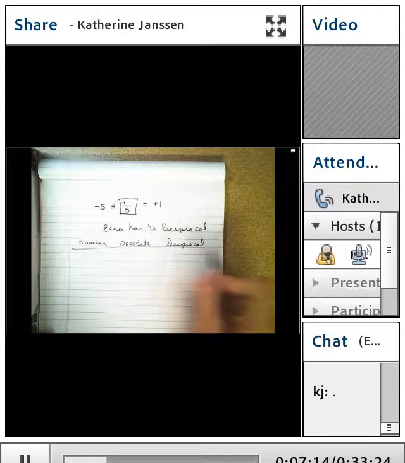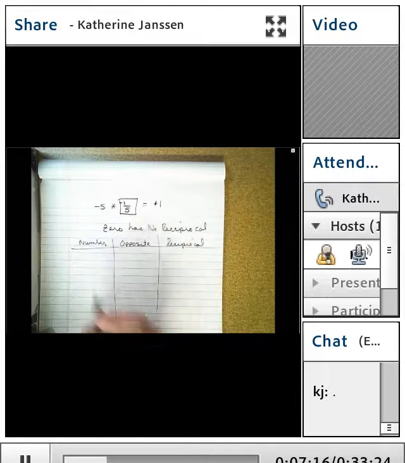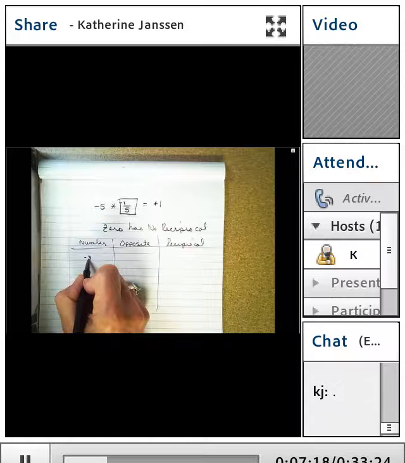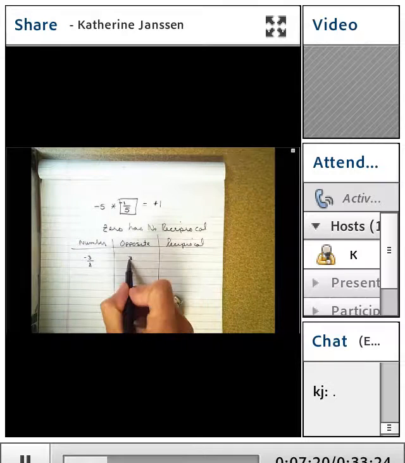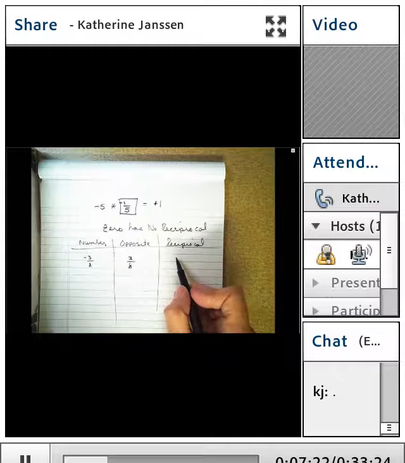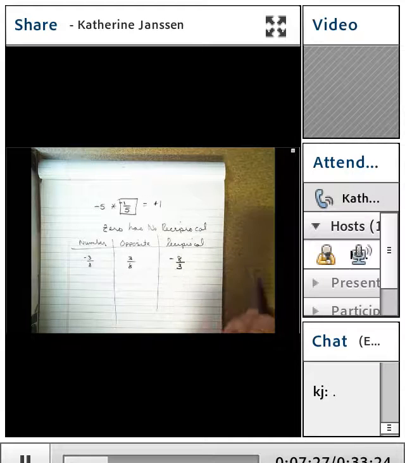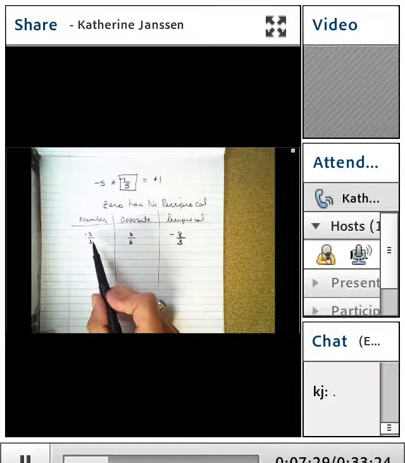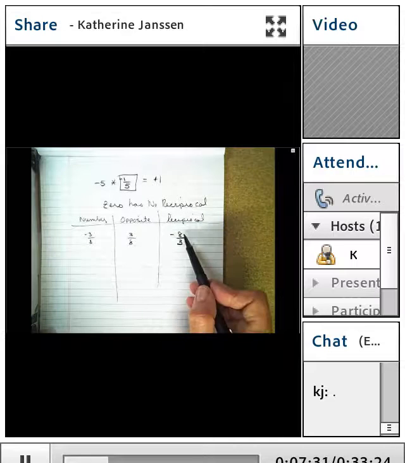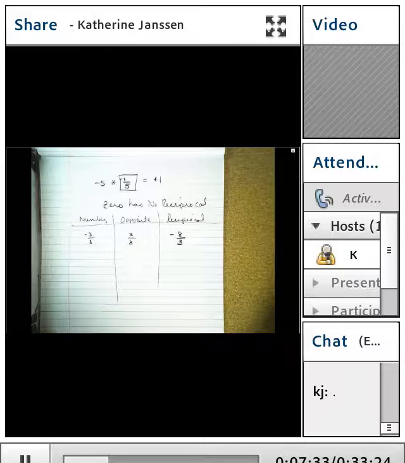Okay, if our number is a negative 3/8, the opposite would be 3/8, and the reciprocal would be flip it and keep the sign. Because a negative 3/8 times a negative 8/3 is a positive 24 over 24, another name for positive 1.